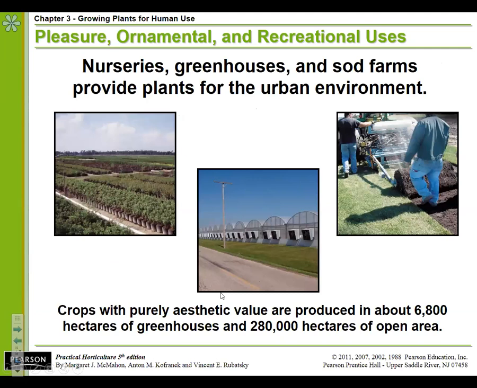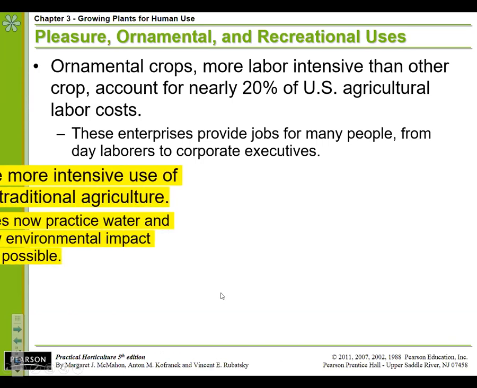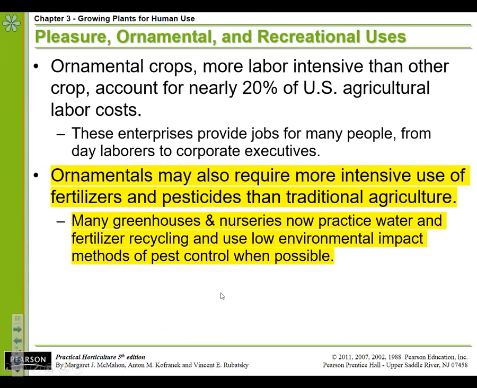So where do we grow these plants? We have specialized farms, nurseries, greenhouses, and sod farms to provide these plants, especially for urban and suburban environments. So still a very important part of agriculture. The ornamental crops, interestingly enough, actually count as the most labor-intensive crops in the country. Nearly 20%, one fifth of U.S. agricultural labor costs is in these plants. But they provide a lot of jobs for many people, so they can be a good thing too.